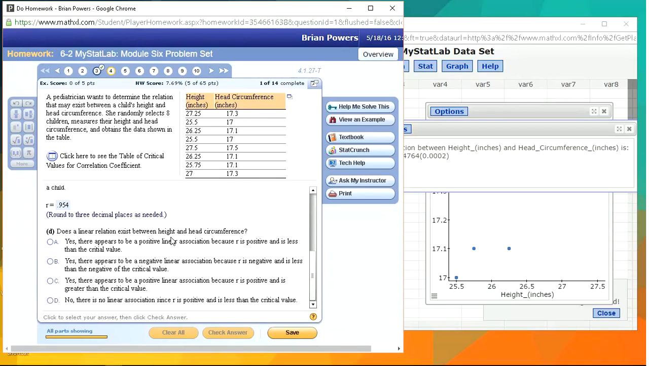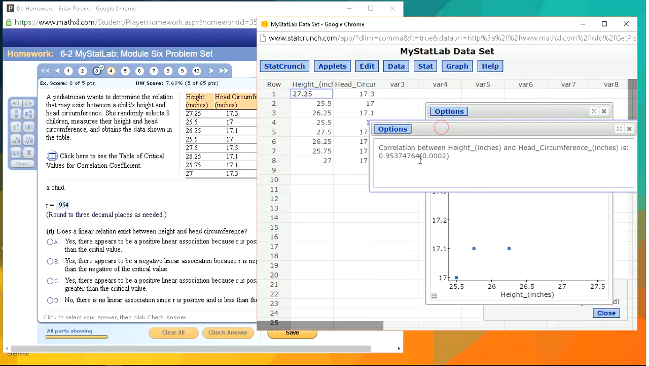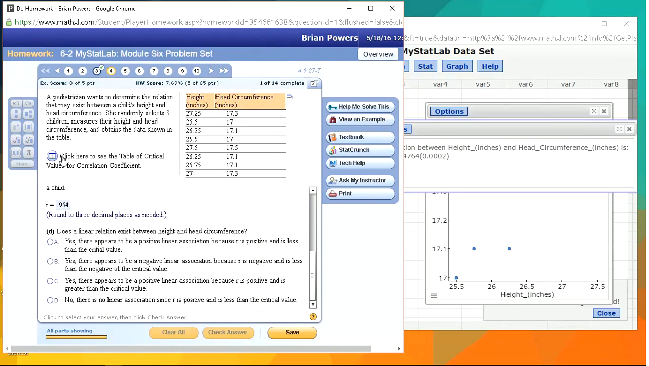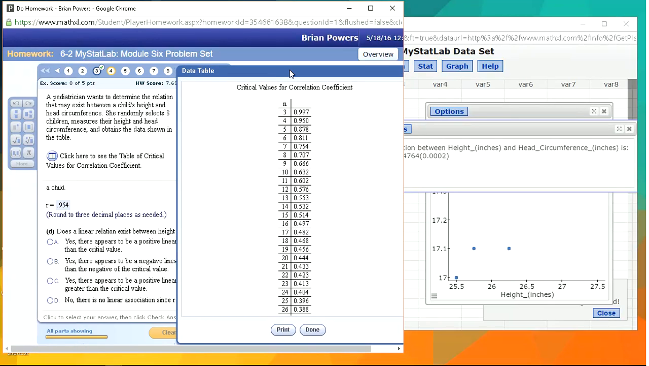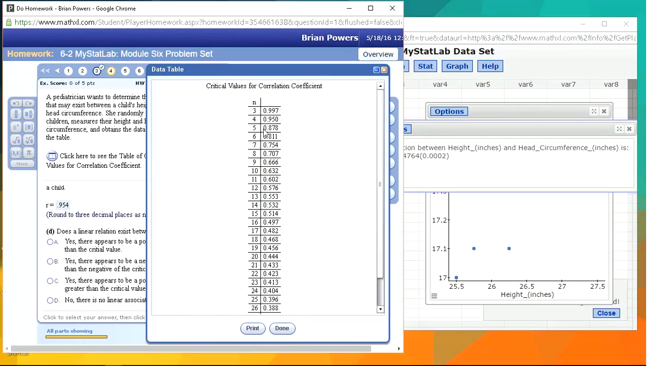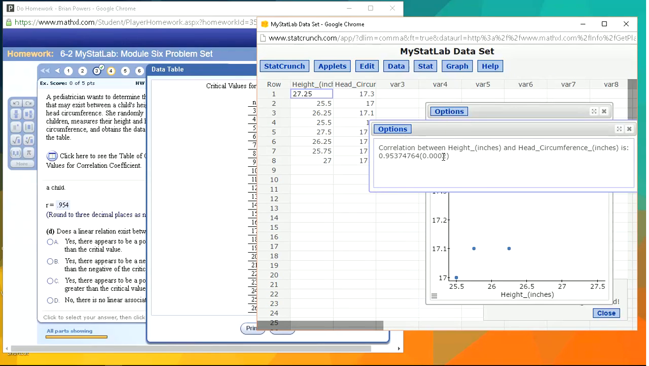Does a linear relationship exist? We can conclude this based on the p-value. The p-value is very, very small. The critical values that the table gives correspond with a significance level of 0.05. So rejecting when the absolute value of the correlation coefficient exceeds this critical value is equivalent to concluding a linear relationship if the p-value is less than the significance level. I know from this p-value it's less than 0.05, so I would conclude yes, there is a linear relationship.